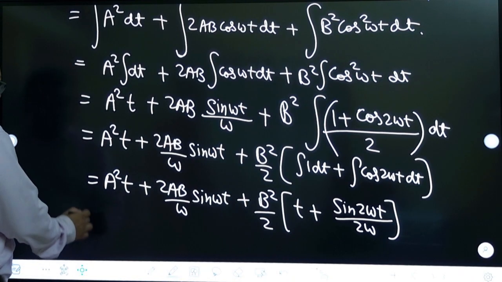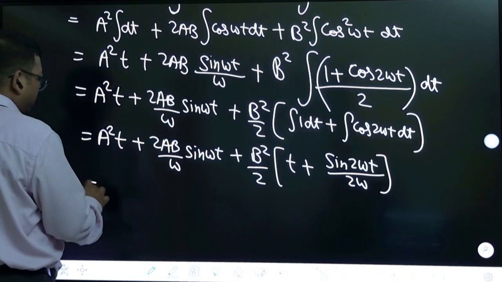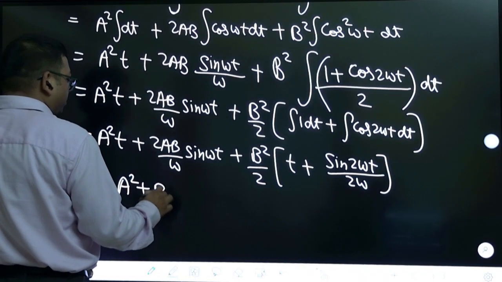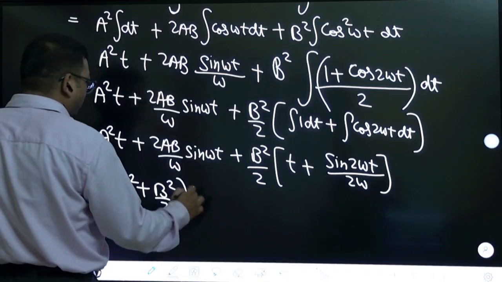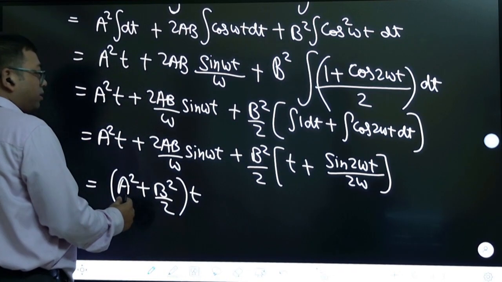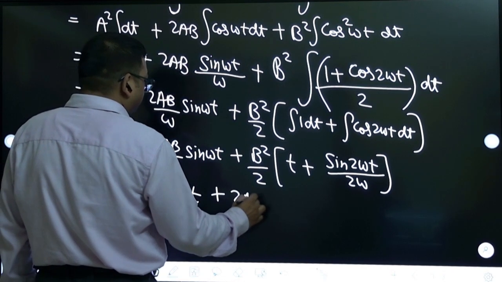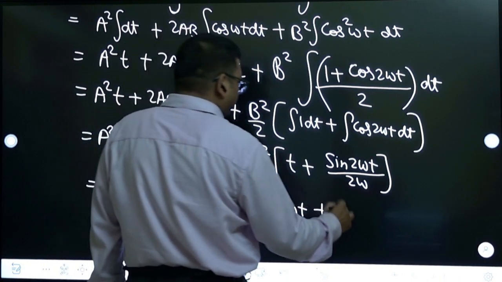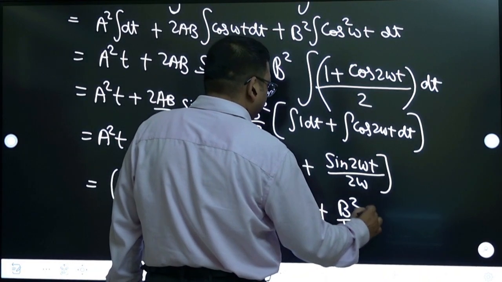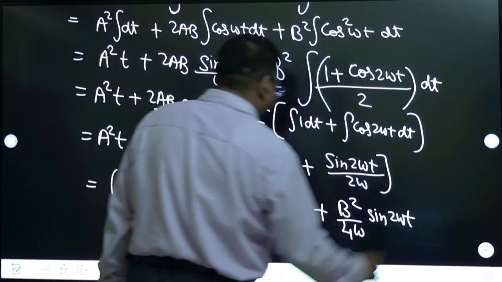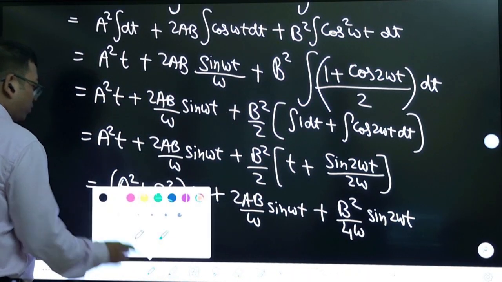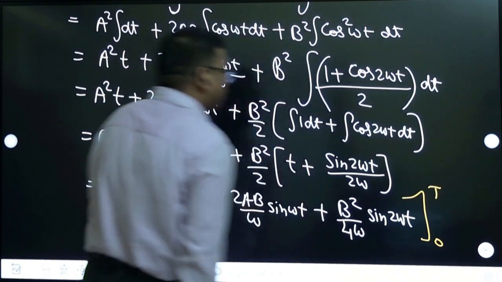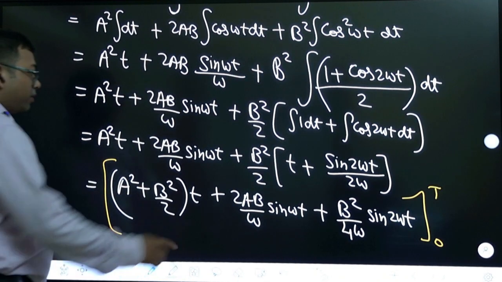Now what you can do is bring the t terms together. You can open this bracket. So A square plus B square by 2, I will take in a bracket, so the t terms I will bring together. Then the next term is 2AB by omega sine omega t. And here also I will open, so this is B square by 4 omega sine 2 omega t. Right? Done. Now we are going to substitute the limits from 0 to T. Let us substitute over one cycle. Note we are doing it over one cycle.